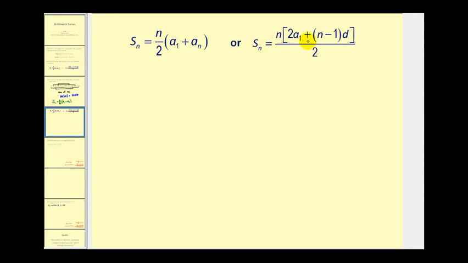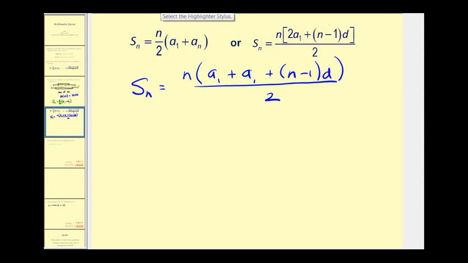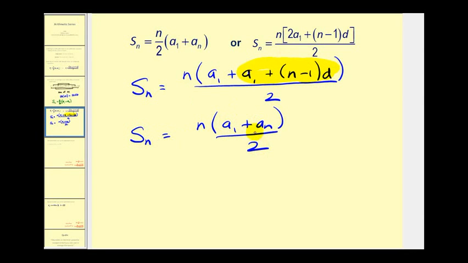If we were to take a closer look at this formula, we could rewrite 2 times a sub 1 as a sub 1 plus a sub 1, leave everything else the same. And if you remember from the video on arithmetic sequences, a sub 1 plus n minus 1 times d is equal to a sub n. So this would just become s sub n is equal to n times a sub 1 plus a sub n all over 2, which could be rewritten as this first formula here. Let's go ahead and apply these formulas.